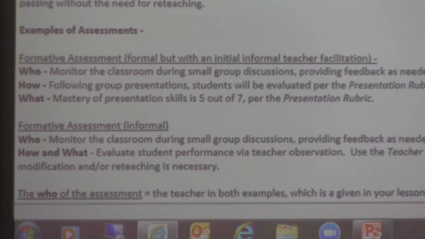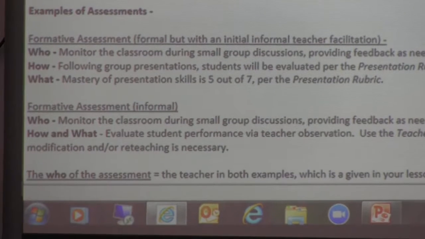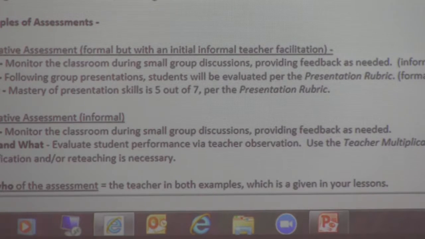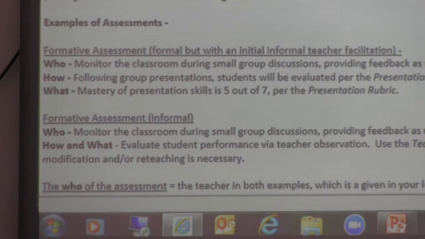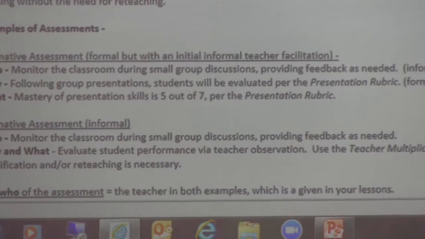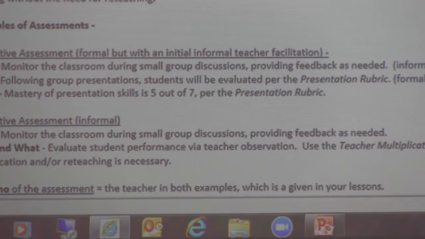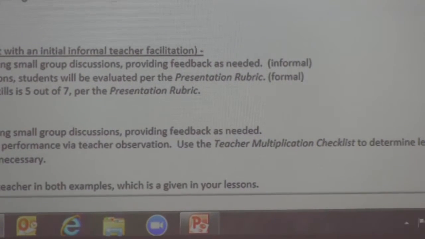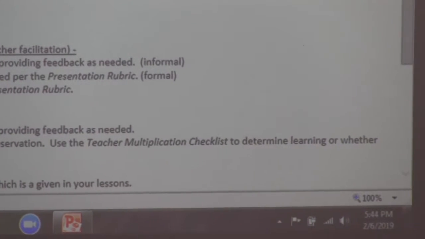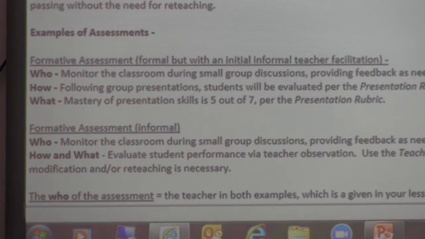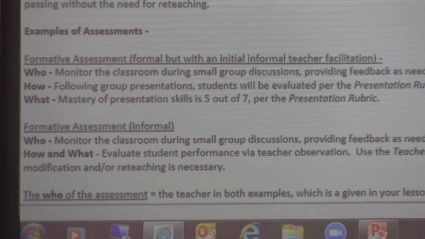The informal is the who, the how, and the what. Monitor the classroom during small group discussions, providing feedback as needed. Who's evaluating here? The teacher. It's a given, so you don't need to say the teacher will. Too wordy. How and what? Evaluate student performance via teacher observation. So that's how you're doing it. Use, for example, the teacher multiplication checklist to determine learning or whether modification and or reteaching is necessary. So your teacher multiplication checklist is going to tell us what is mastery.